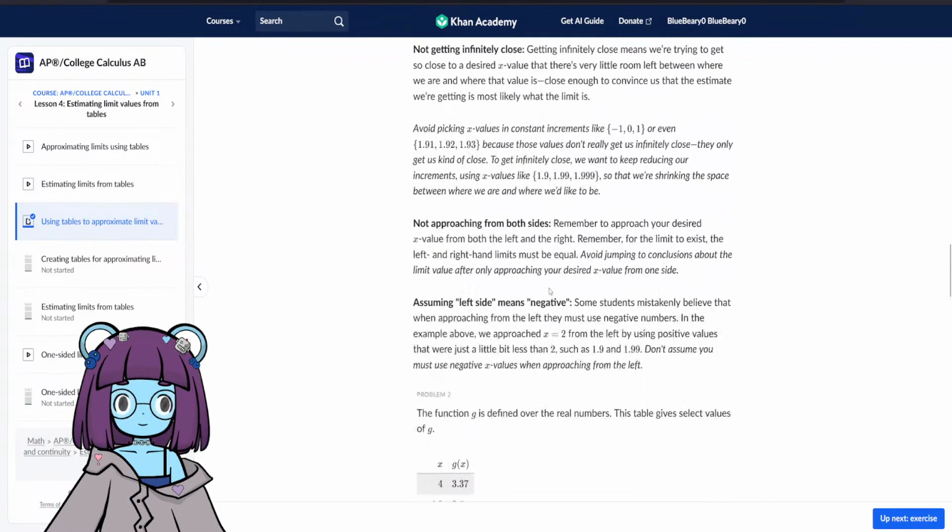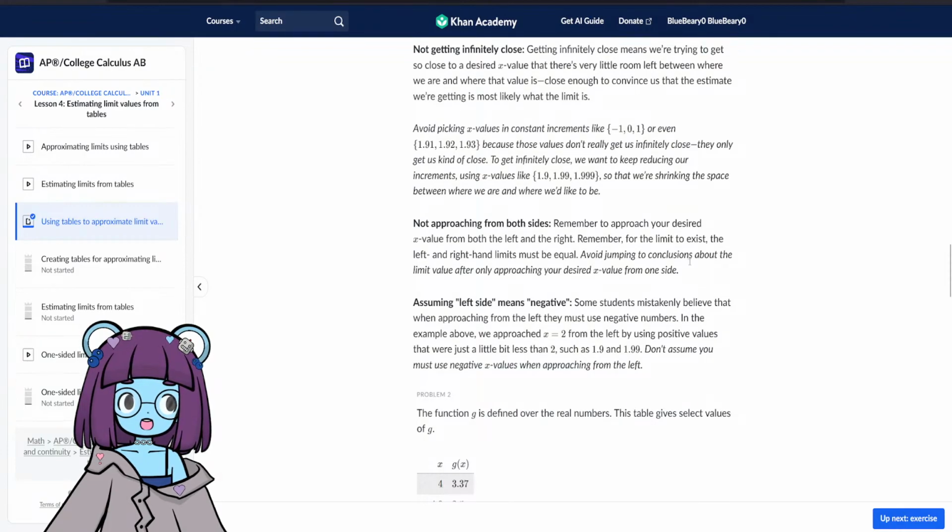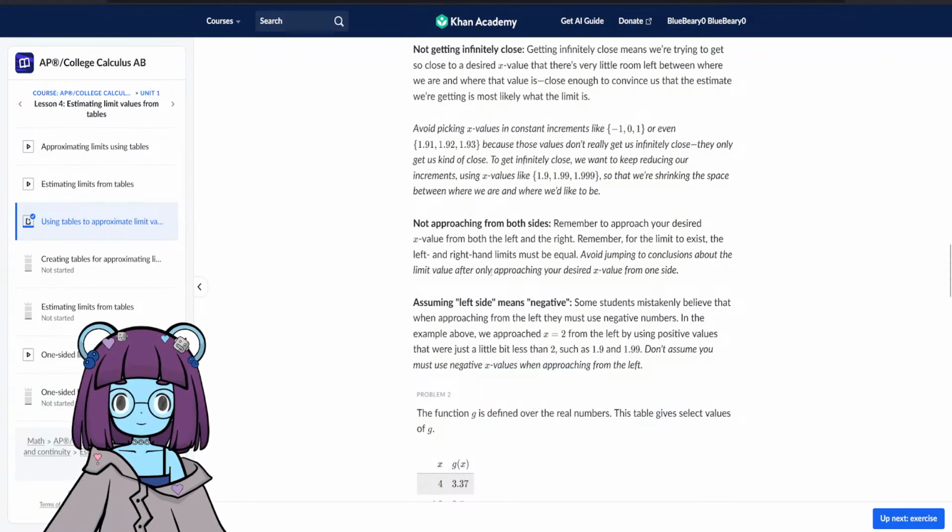Not approaching from both sides. Remember to approach your desired x value from both the left and the right. Remember, for the limit to exist, the left and right hand limits must be equal. Avoid jumping to conclusions about the limit value after only approaching your desired x value from one side.